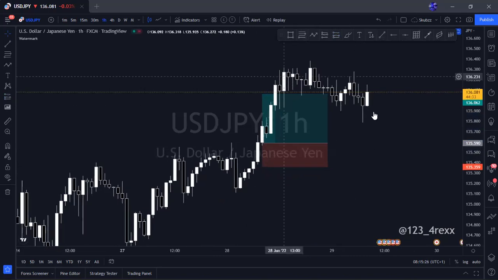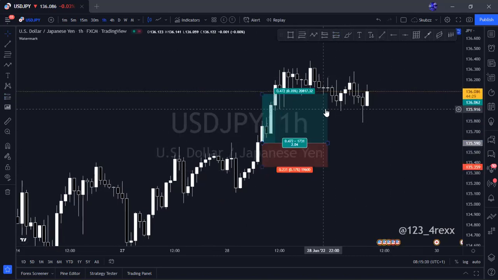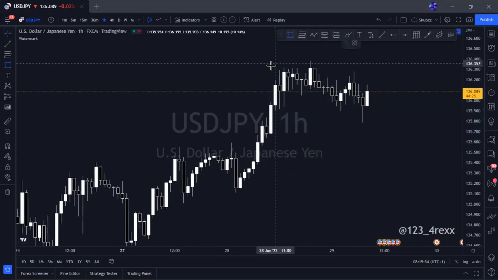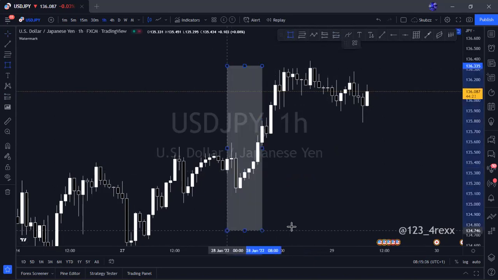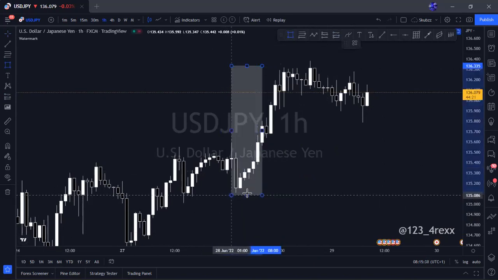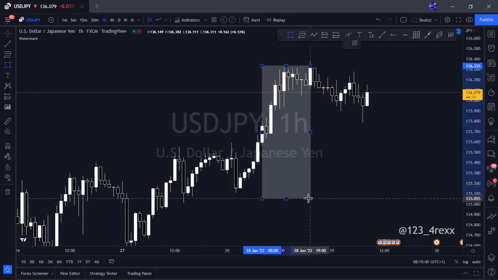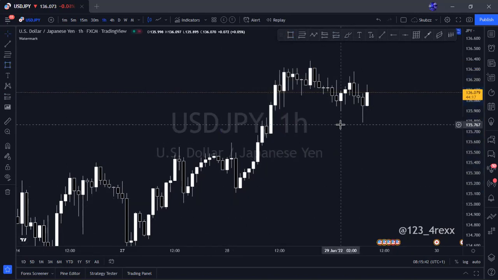But for now, it's not doing anything important. It's still retracing. It's still inside this leg, so I'm not going to say anything about it. I'm not going to recommend. It's not about recommending, it's just better to sit out and watch what it does, because it's still inside this range. So for now, just sit back and watch what happens.